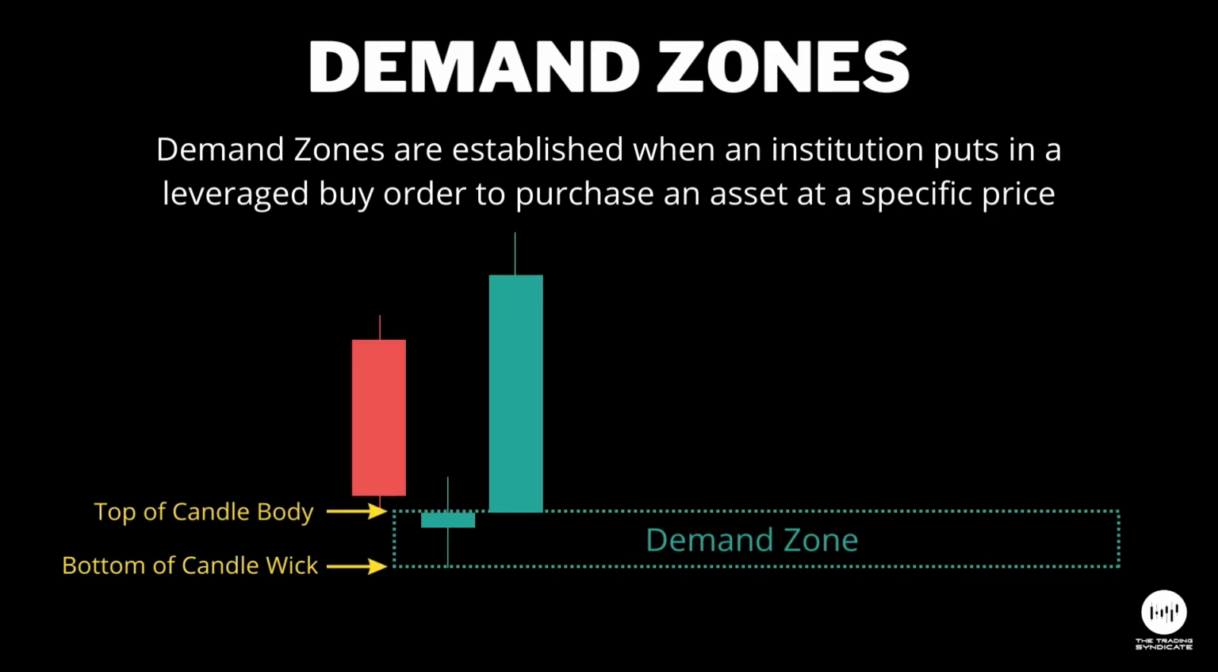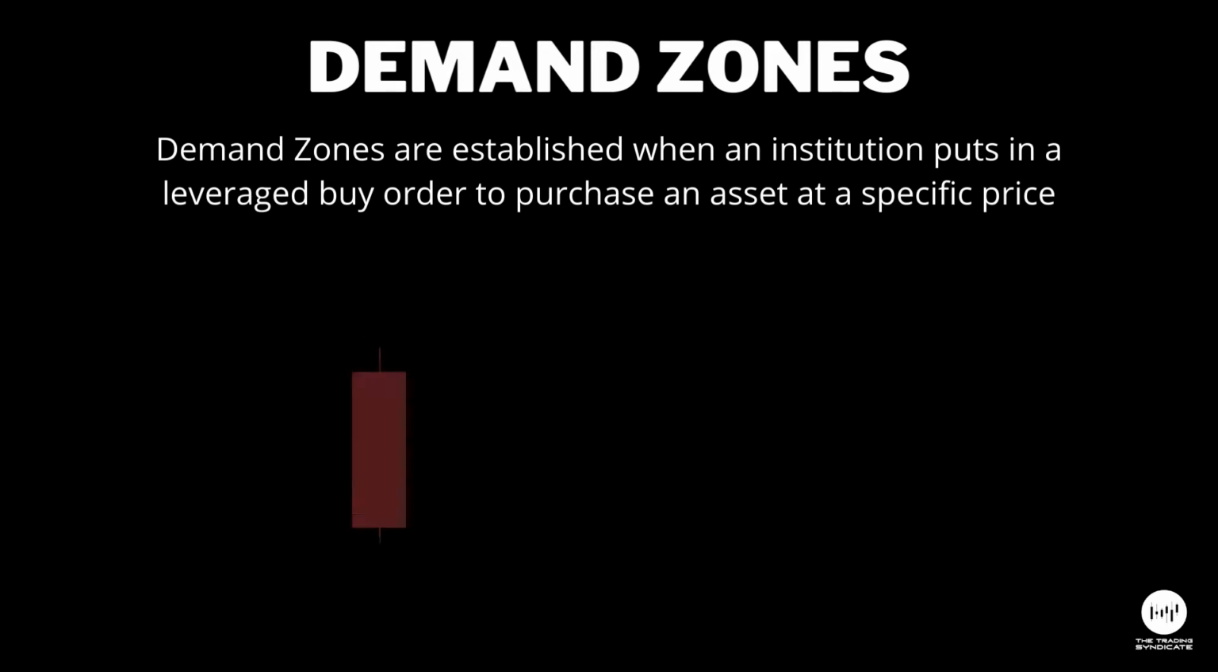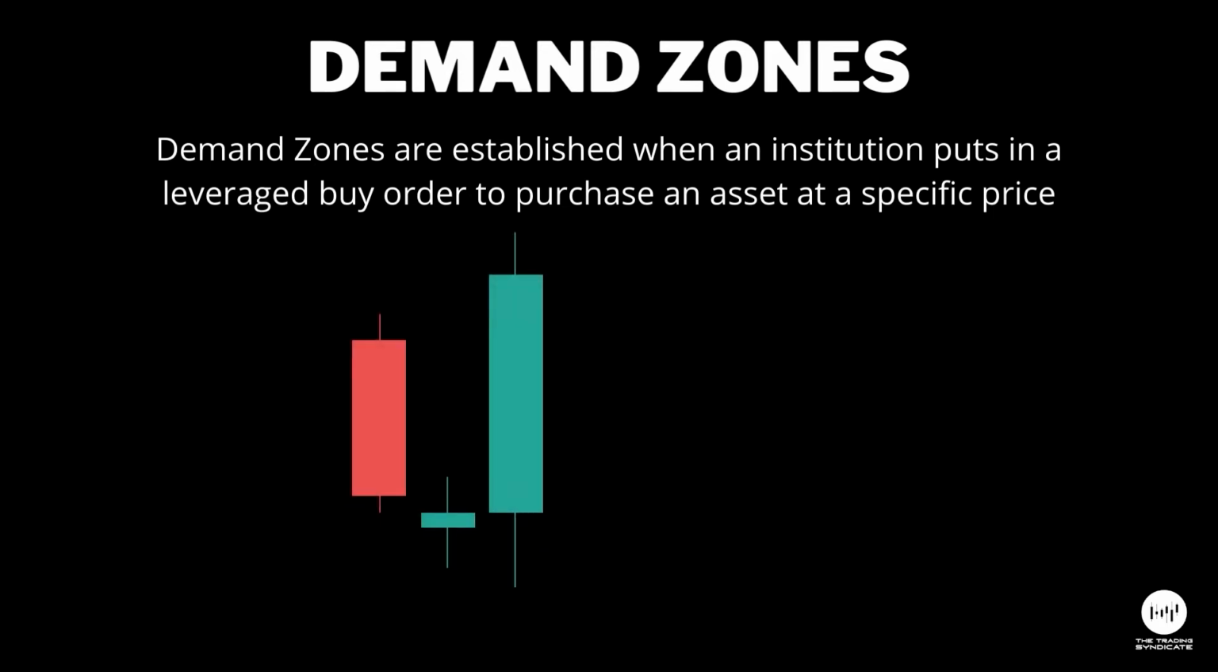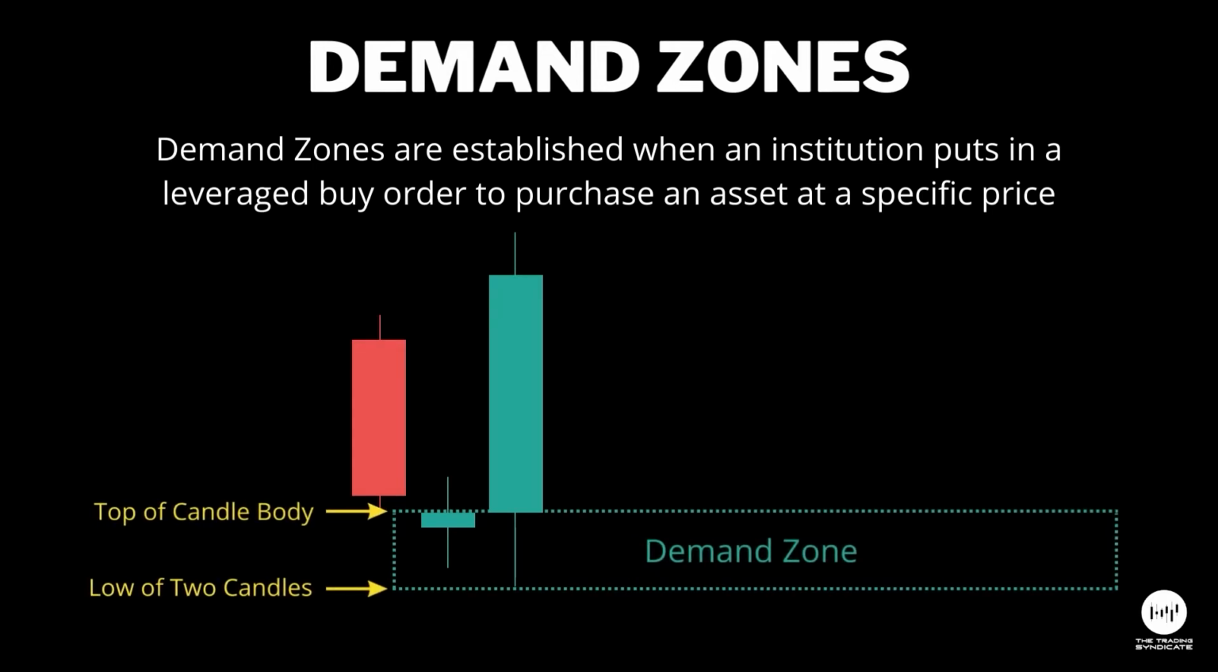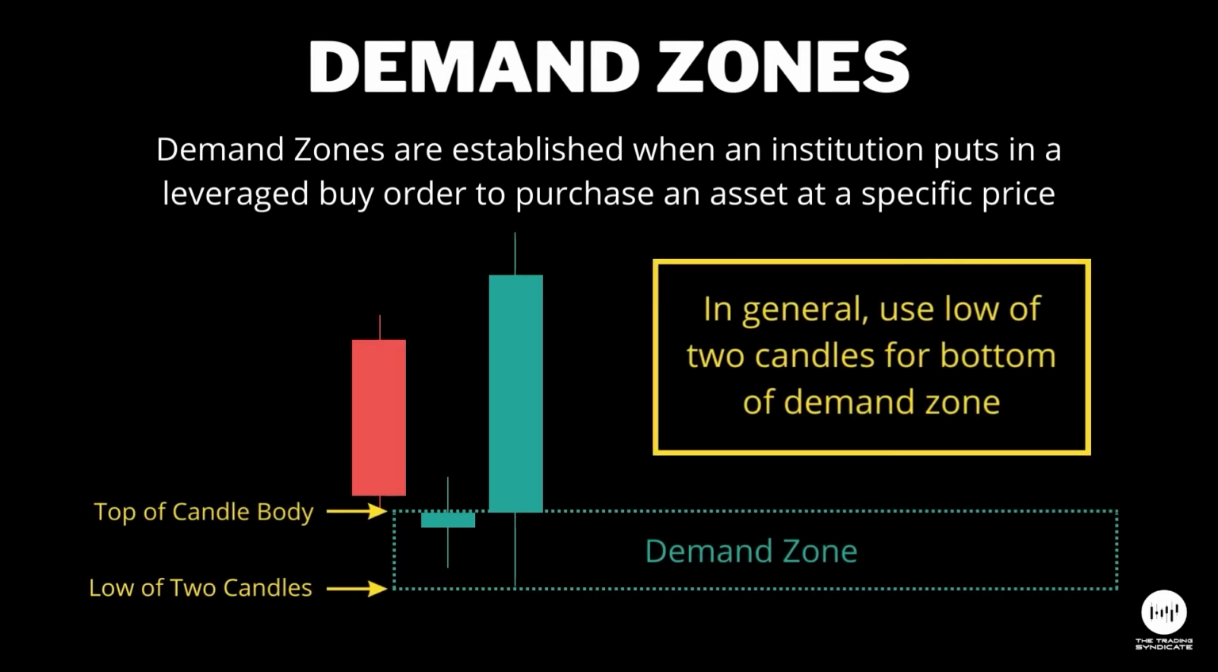Notice in this diagram here, the top of the candlestick body marks the top of the range of the demand zone, and the bottom of the candlestick wick marks the bottom of that demand zone's range. Sometimes, the two candlesticks will set up something like this, where the second candle sees a lower low than the green reversal candle. When this happens, mark the bottom of the range using the low of the two candlesticks. So in general, the range of the demand zone goes from the top of the green reversal candle's body to the low of the two candlesticks.